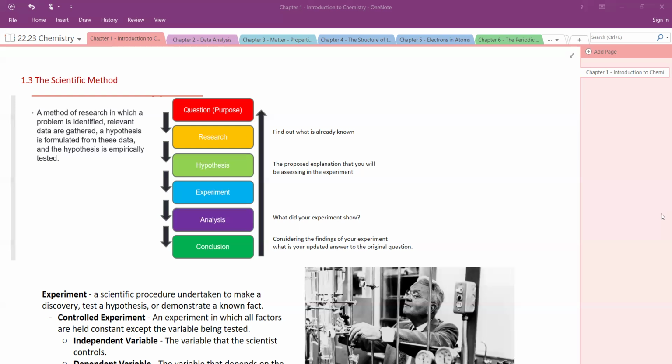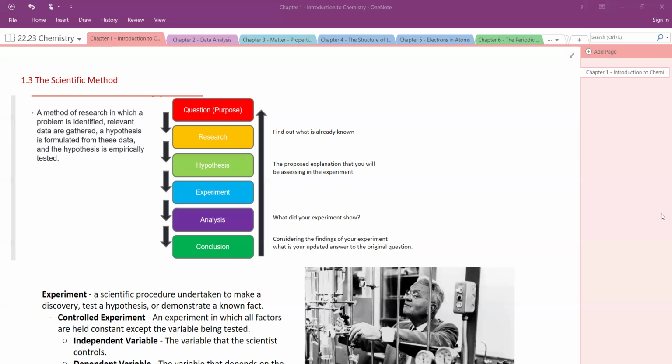Once we've done some research, we want that hypothesis. Again, that's just an initial proposed explanation that you will assess by your experiment. The experiment is actually collecting data. Finally, we move towards our analysis where we look at our experimental data and we say, what did it show us? And we end with a conclusion.